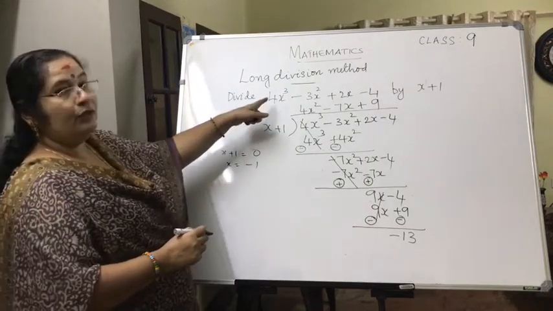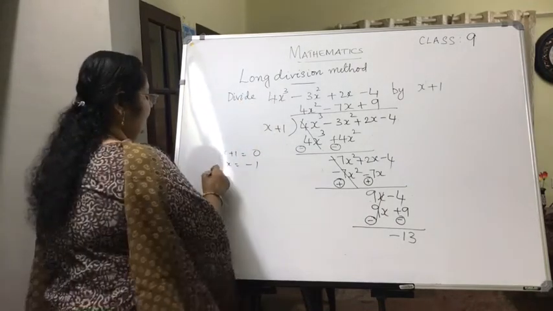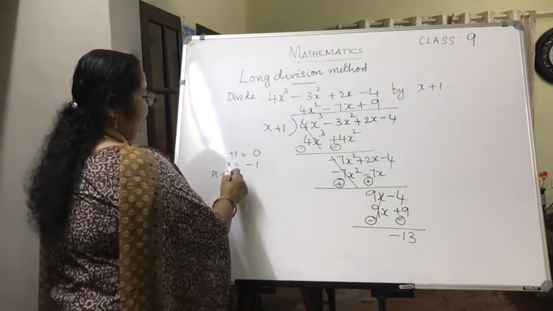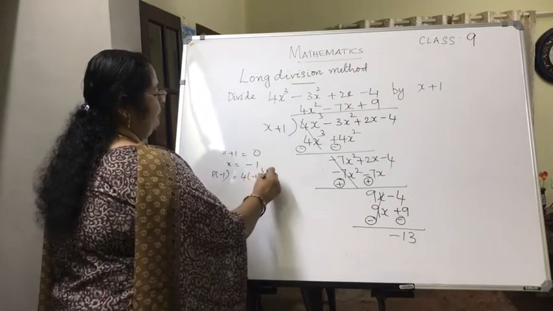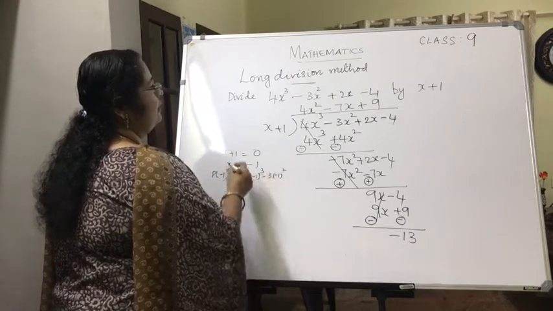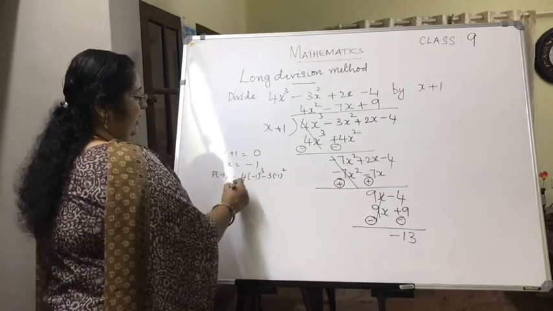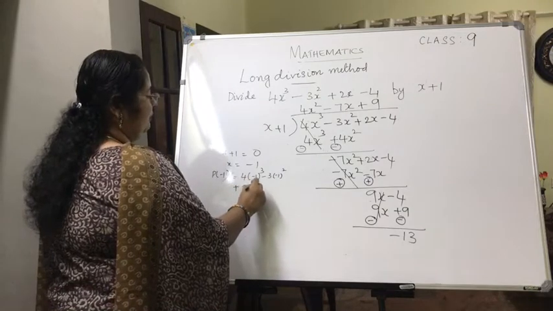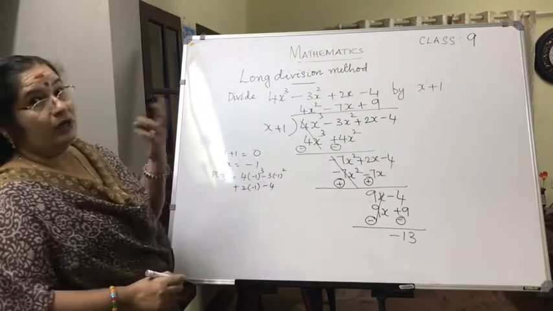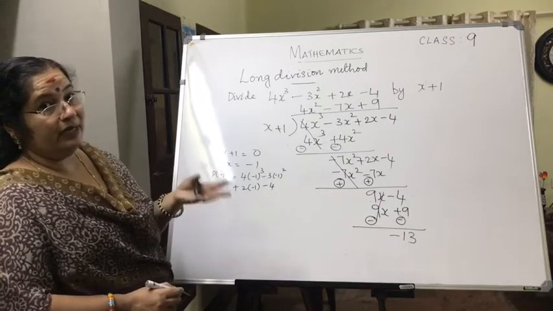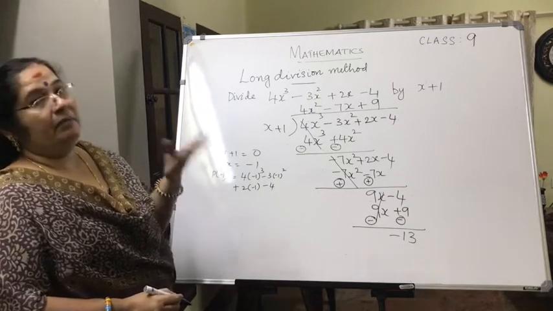Now what you are going to do? This is our p of x. You are going to find p of minus 1. P of minus 1 will be 4 into minus 1 the whole cube minus 3 into minus 1 the whole square. I am writing it here, okay? Plus 2 into minus 1 minus 4. Minus 1 the whole cube will be minus 1 into minus 1 into minus 1, which is again minus 1.